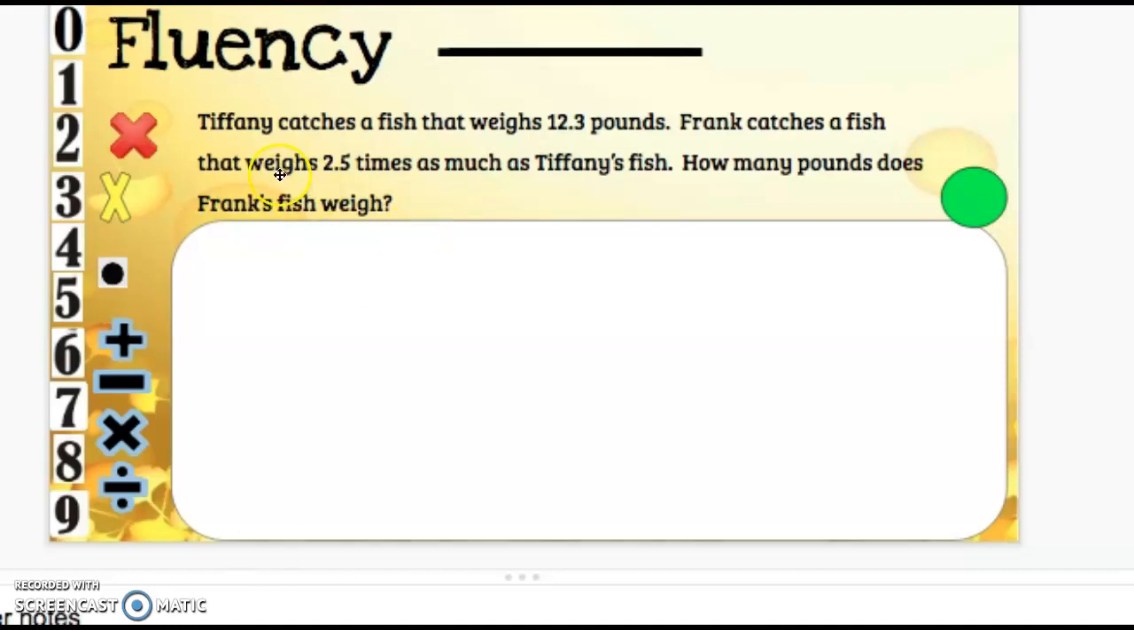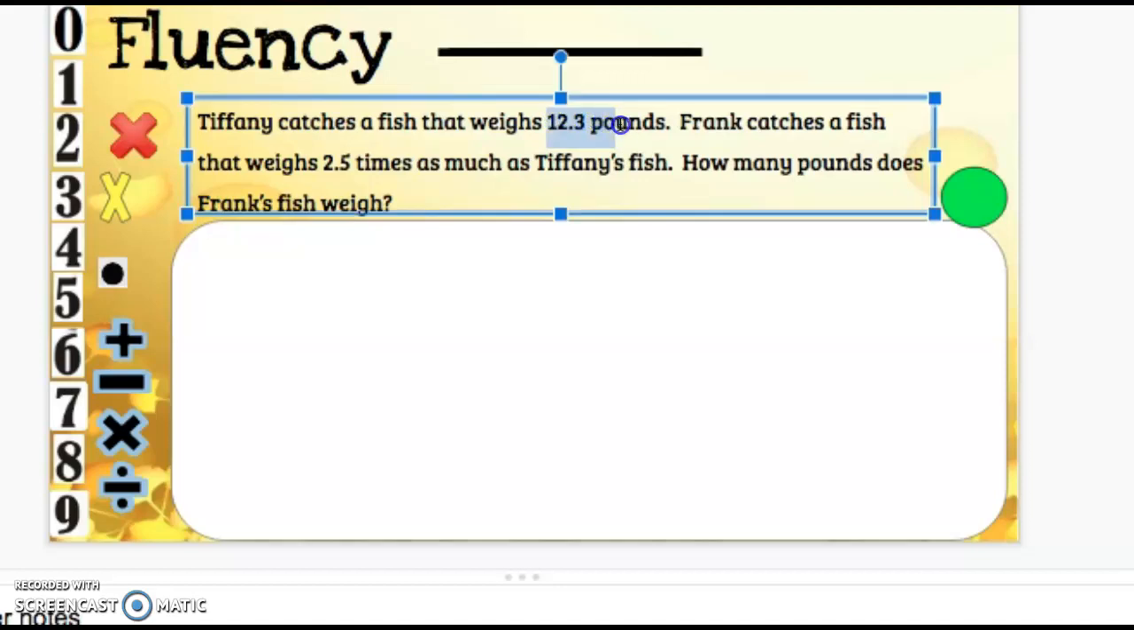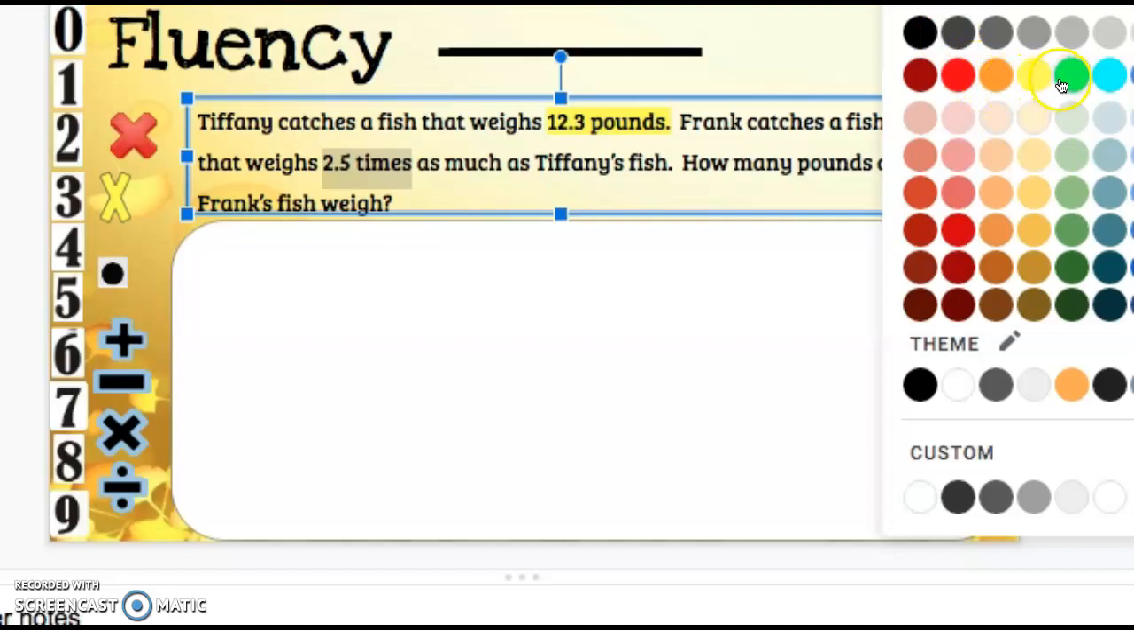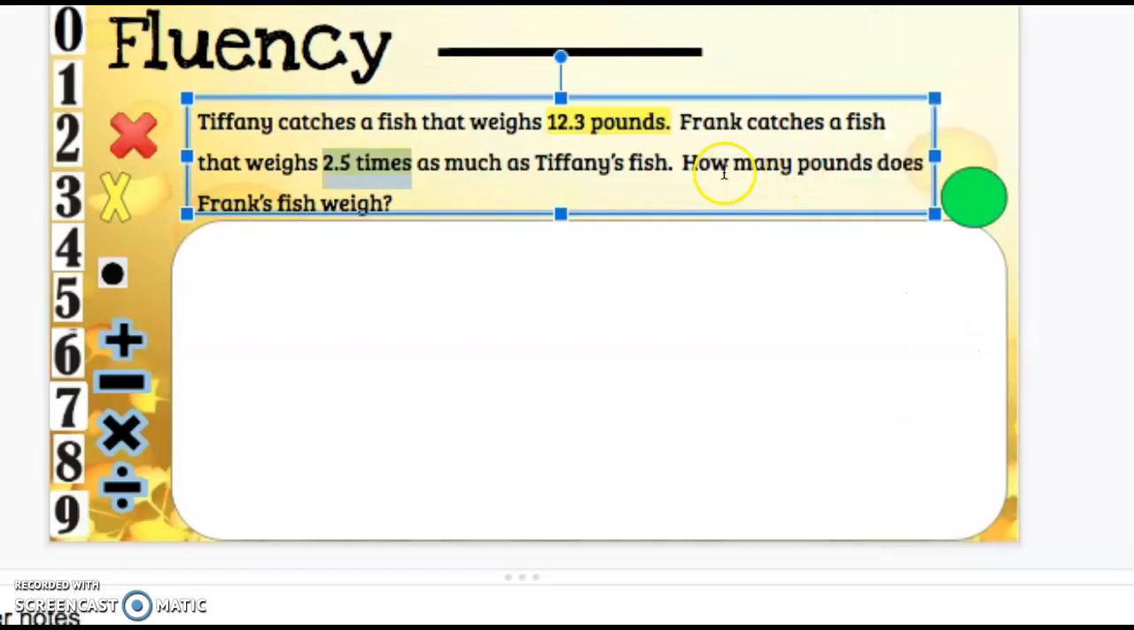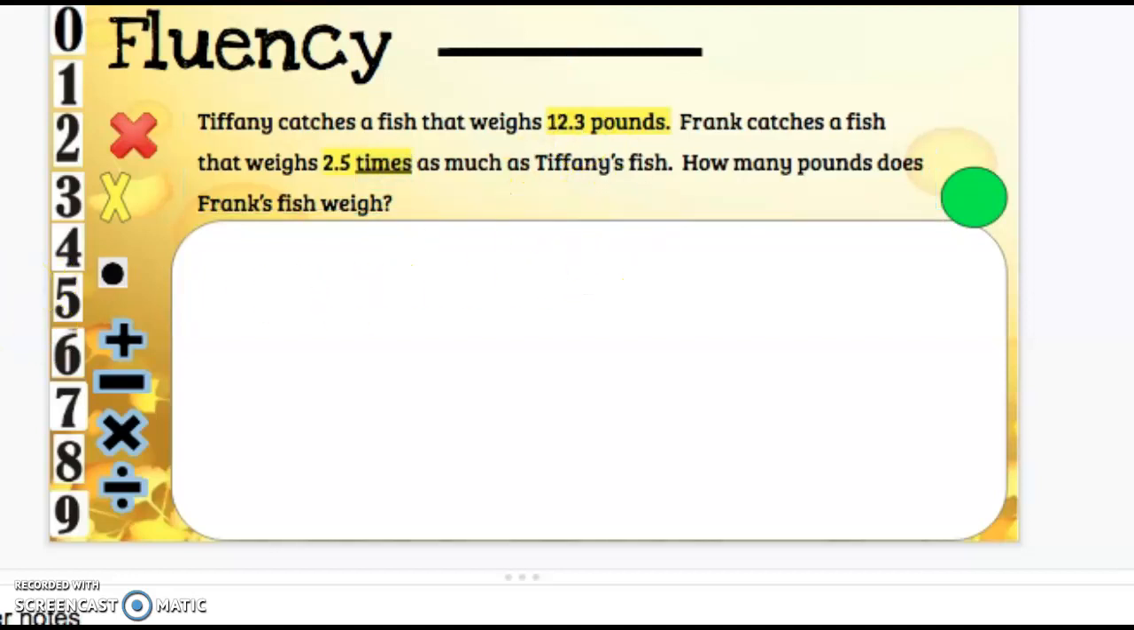Okay, so for fluency it says Tiffany catches a fish that weighs 12 3/10 pounds. Okay, so it's Tiffany's fish. Frank catches a fish that weighs 2.5 times as much as Tiffany's fish. We want to know how many pounds does Frank's fish weigh? So your key word here is times, because his fish is 2.5 times the amount of Tiffany's fish. So we know we are multiplying here.